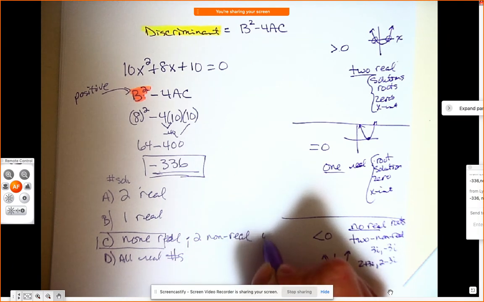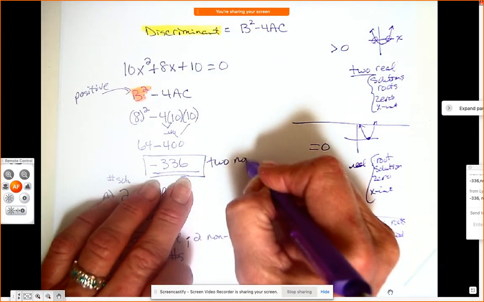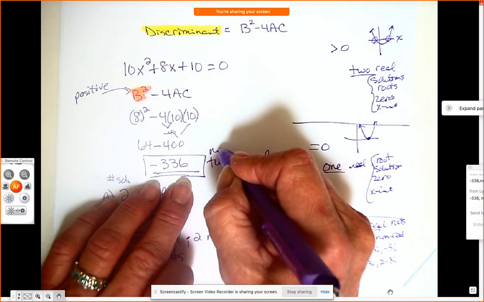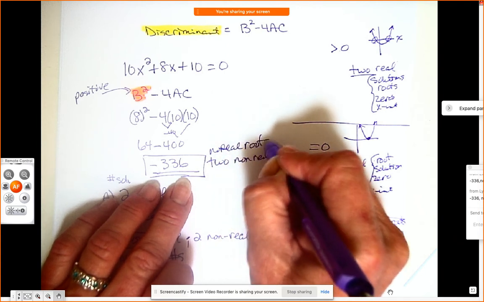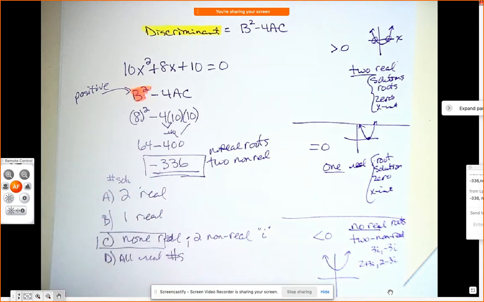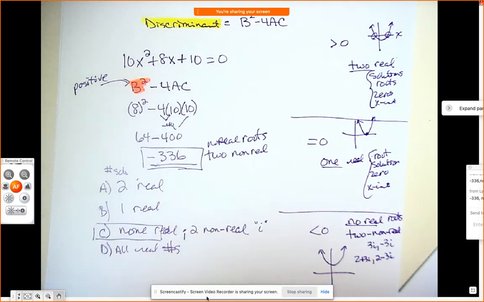Okay, that's where i is involved. So on this one, I would have written two non-real, or maybe none first: no real roots. We know it's going to be a graph that doesn't cross the x-axis. So the answer would be no real roots. And I'm not sure how they would word it. I'll have to pull up my test generator.